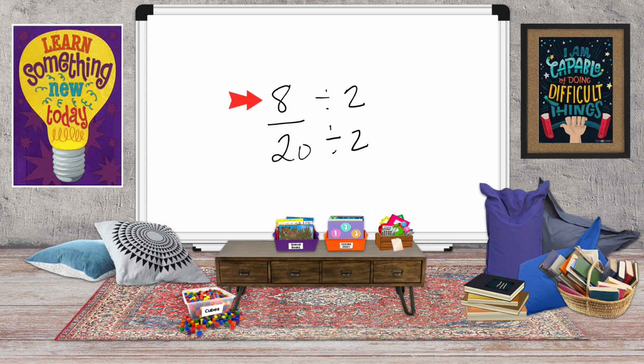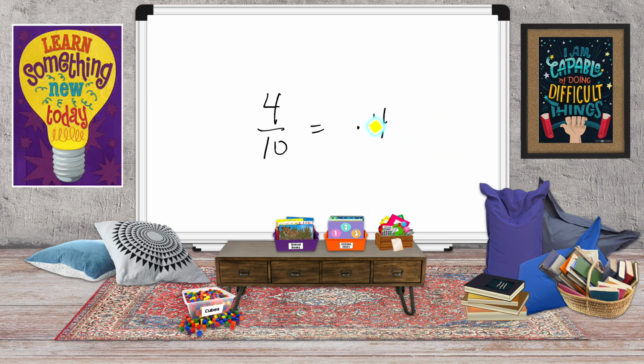Divide the numerator and the denominator by 2. 8 divided by 2 is 4. 20 divided by 2 is 10. We get the fraction 4/10. That's the same as the decimal 0.4 or 4/10. Multiply 4/10 by 100 and we get 40%.